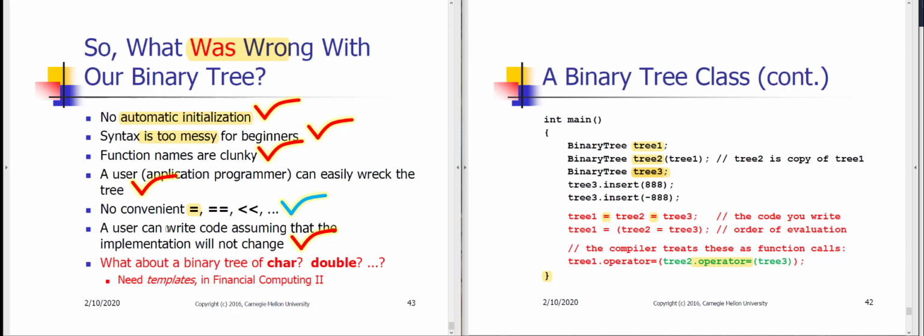And because the user is only going to be able to see the class definition with no details about how the member functions are implemented and no details about what a BT node actually is, users are not easily going to be able to write code that makes assumptions about the implementation. We're still restricted with this class to a binary tree of int values. For a binary tree of char values or double values, we'll also need to know about templates, which we'll discuss briefly later.